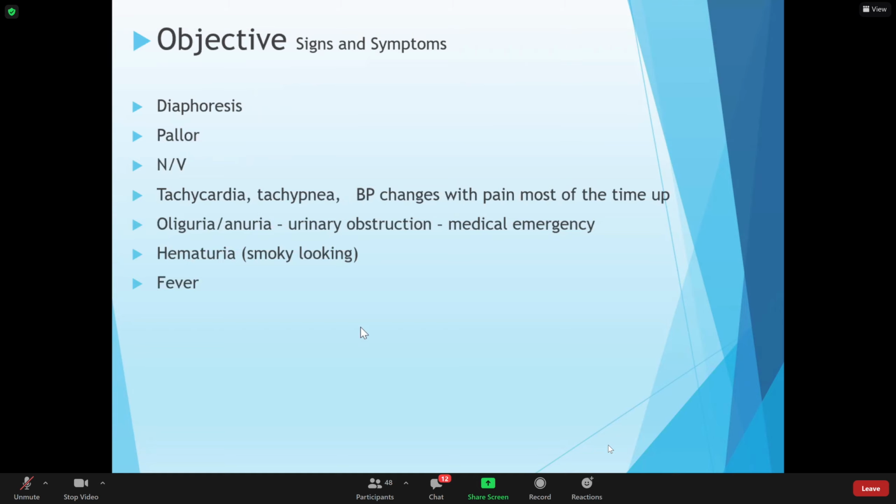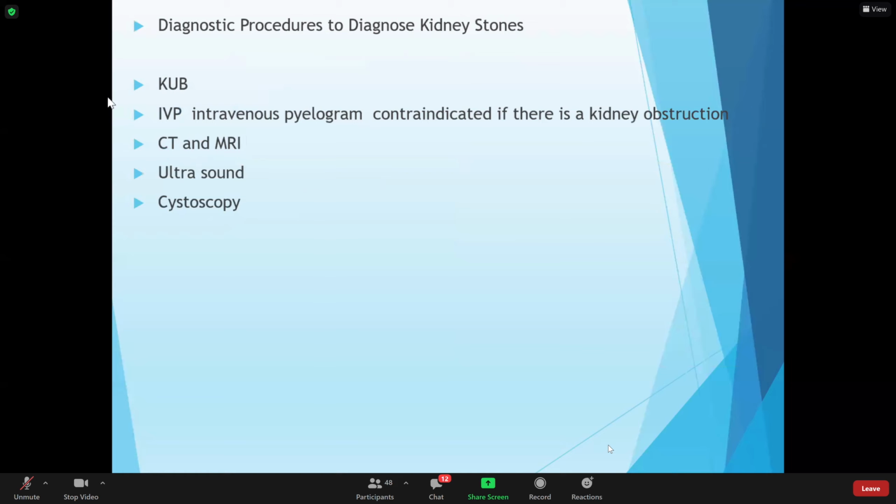So stones can be a minor thing, and people pass them at home. And people that have kidney stones frequently know that a stone is developing and start getting those symptoms, and they know to keep drinking, getting up and moving around. Other patients, it comes on suddenly and they have never had a stone before, and it can be a medical emergency for that patient. Here's some tests that we would do to diagnose a kidney stone.